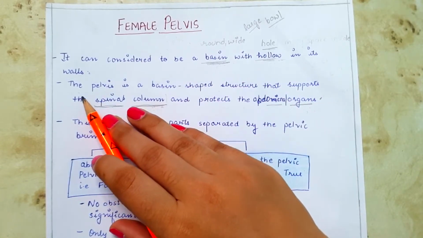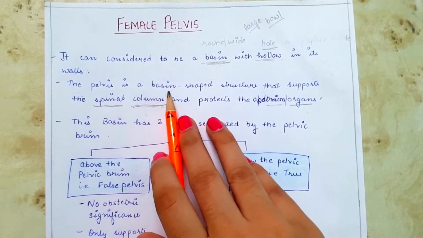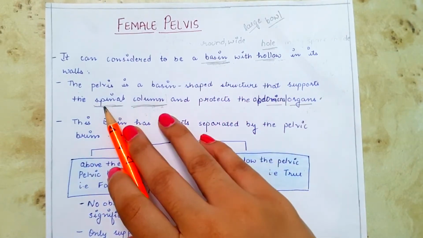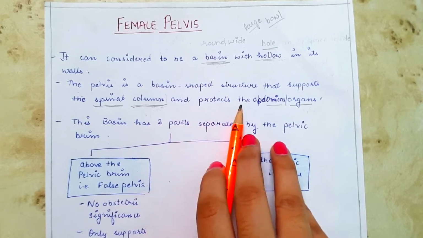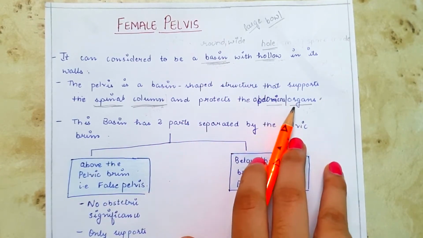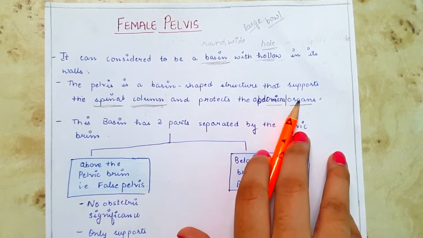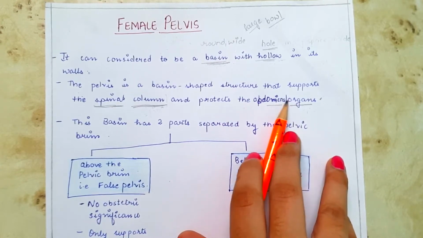There is another definition of female pelvis. The pelvis is a basin shaped structure that supports the spinal column, or the spine, or the backbone, and protects the abdominal organs. Which abdominal organs? Such as the reproductive organs, large intestine and the urinary bladder.